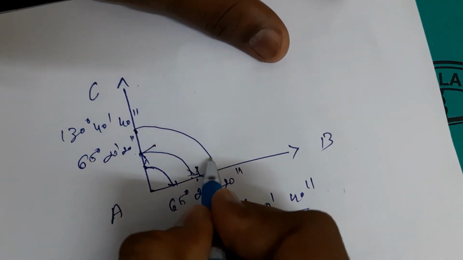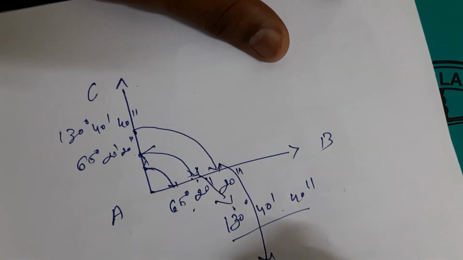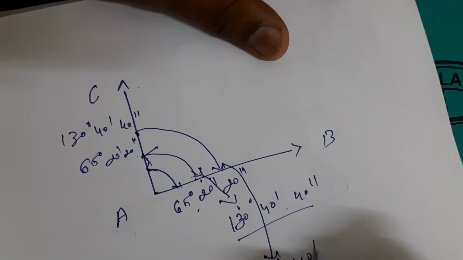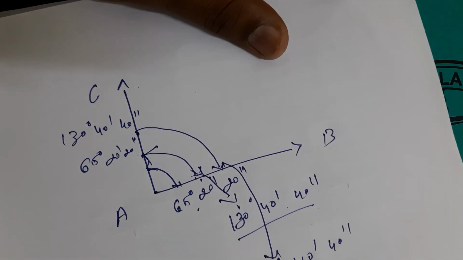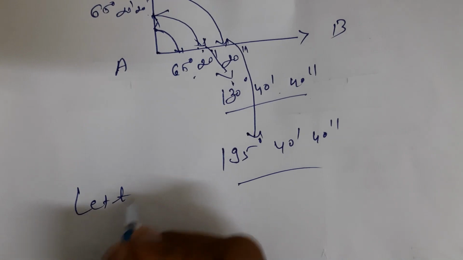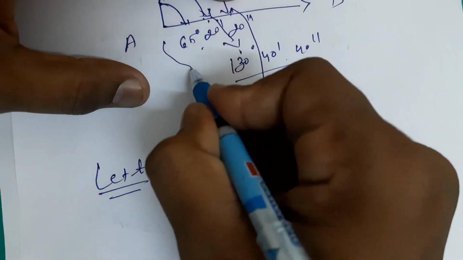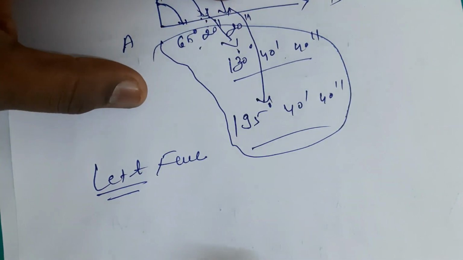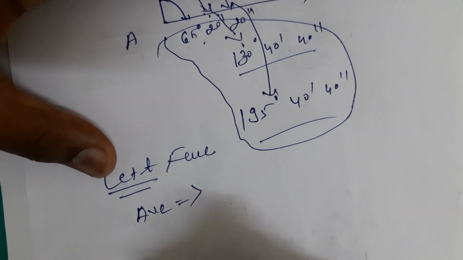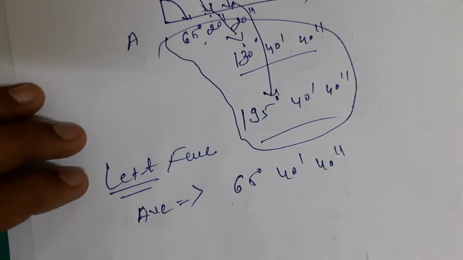Then you need to bisect station C. Then the third reading is something about 195 degrees, 40 minutes, 40 seconds. This is from the left face. So you need to find the average of these values. Suppose the average value is 65 degrees, 40 minutes and 40 seconds.